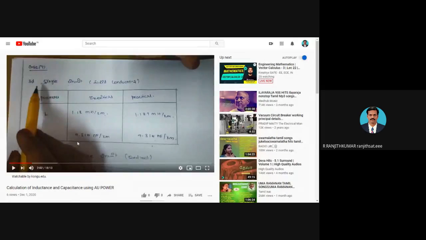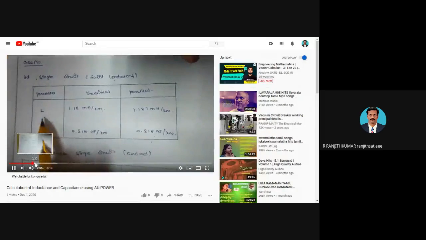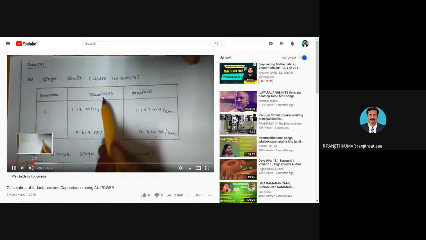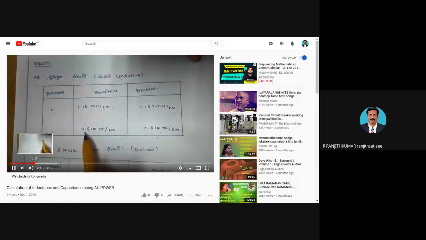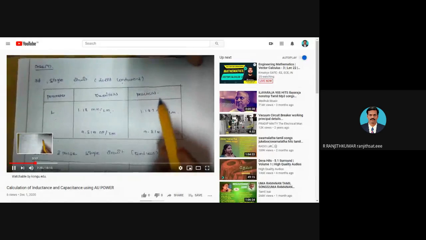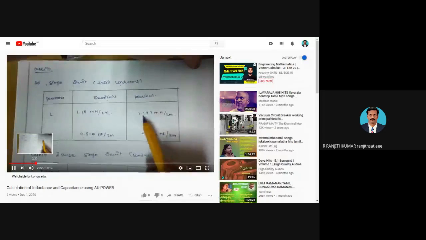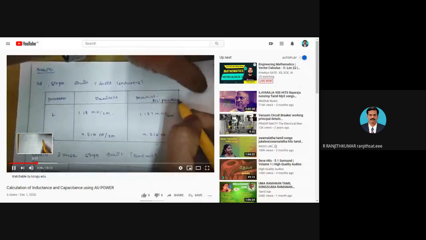Okay, so now we are moving to your case 2. Three-phase single circuit solid conductor. So L and C are the parameters. Theoretically I have calculated 1.18 millihenry as inductance and 9.15 nanofarad as capacitance. Now we are going to see how we are going to calculate practically, using your AU Power software.